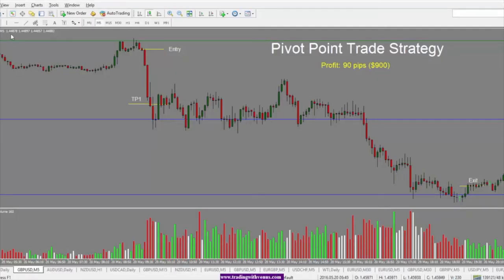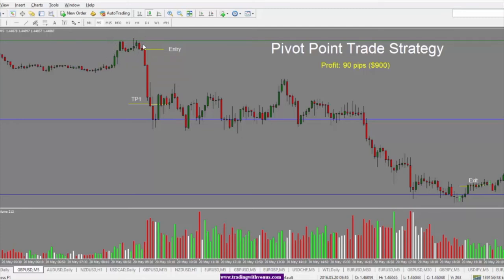We're looking at a pound US dollar 5-minute chart here. The first thing that we need to identify for this type of trade setup is where your support and resistance areas are. Next thing we need to look for is the pivot point. Here the green line is the daily pivot point. And as you can see, the next step here is a trade setup.